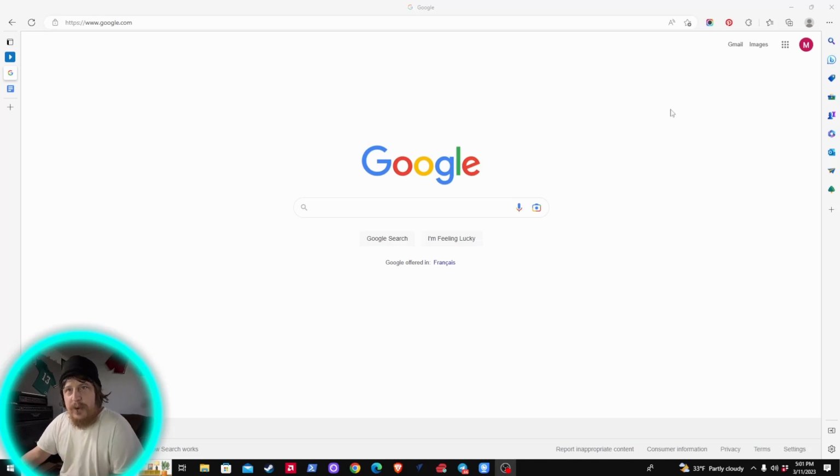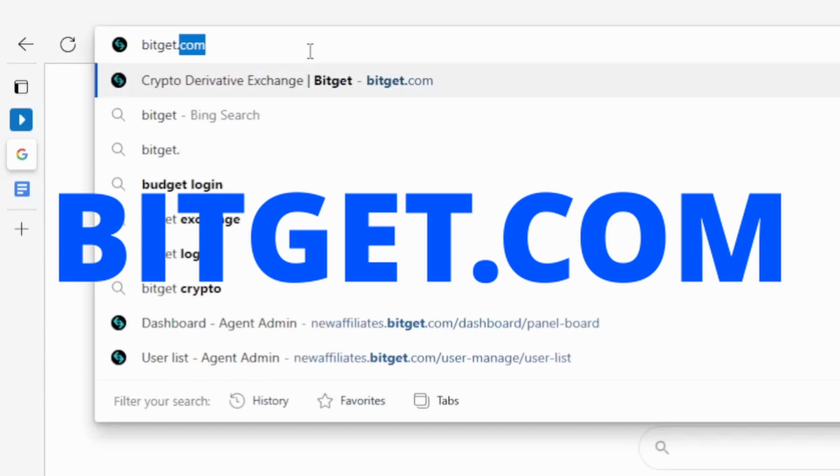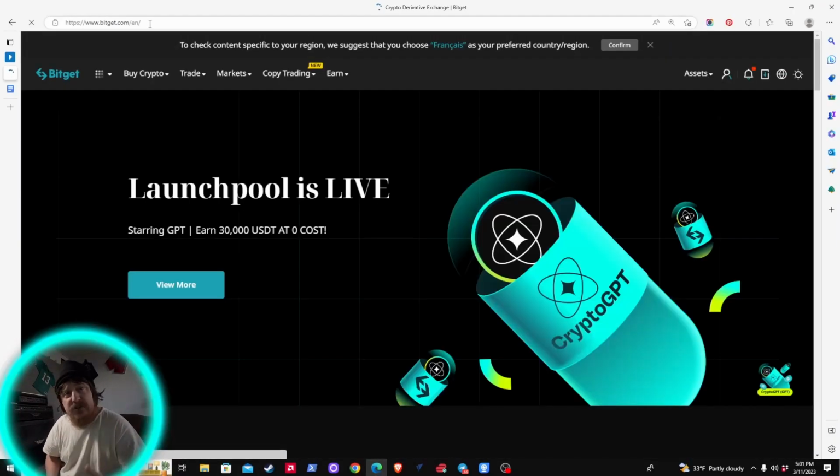Alright, so the first thing you want to do is navigate to the BitGet homepage. So we're going to go here to the top of our browser and type in bitget.com, B-I-T-G-E-T.